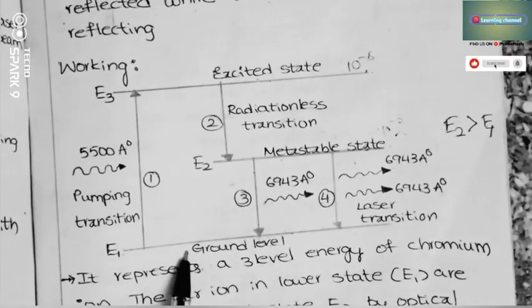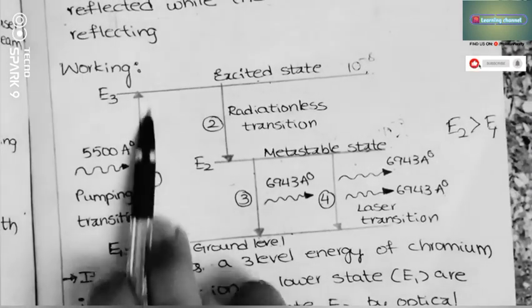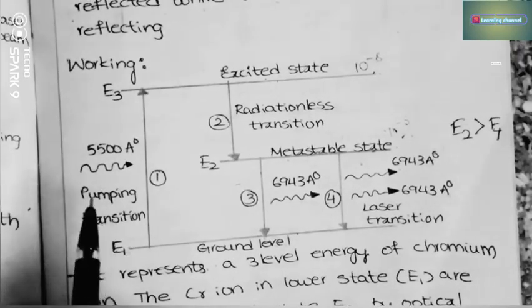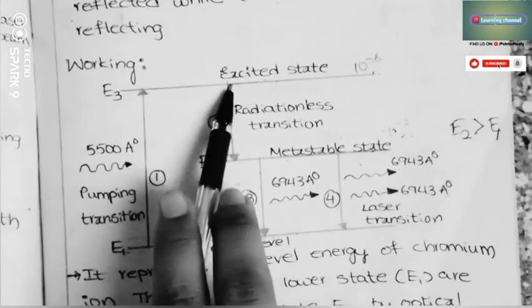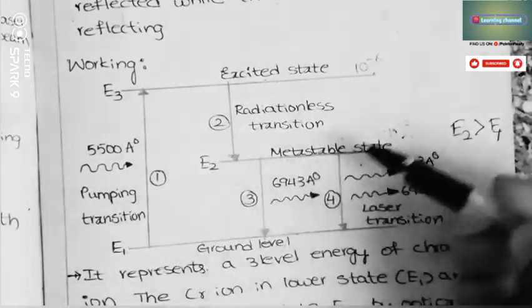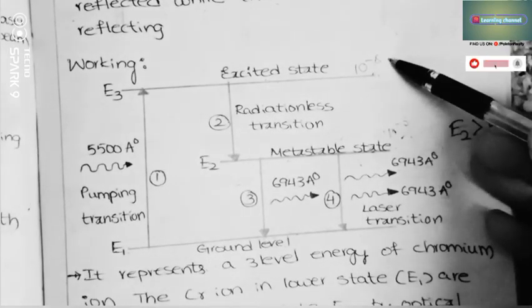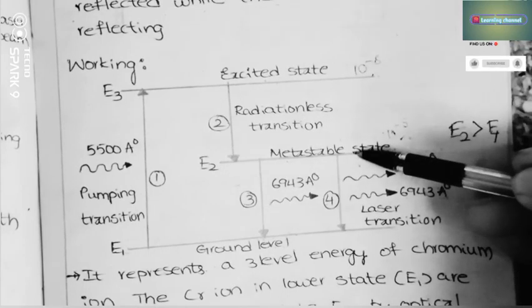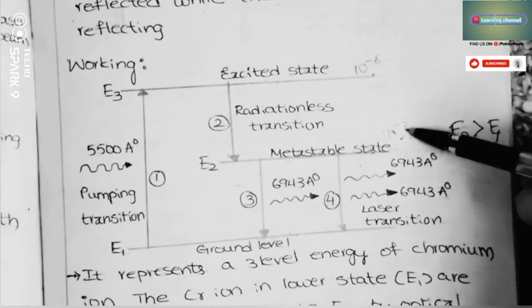So first of all, there are some chromium ions. They will absorb some energy from the helical xenon flash tube, and they will go to the excited state E3 level with the pumping transition by absorbing 5500 angstroms energy. Here it has a short mean lifetime, that is 10 to the power of minus 8 seconds. So after 10 to the power of minus 8 seconds, it will come to the metastable state. Here we have a longer lifetime, that is 10 to the power of minus 3 seconds.